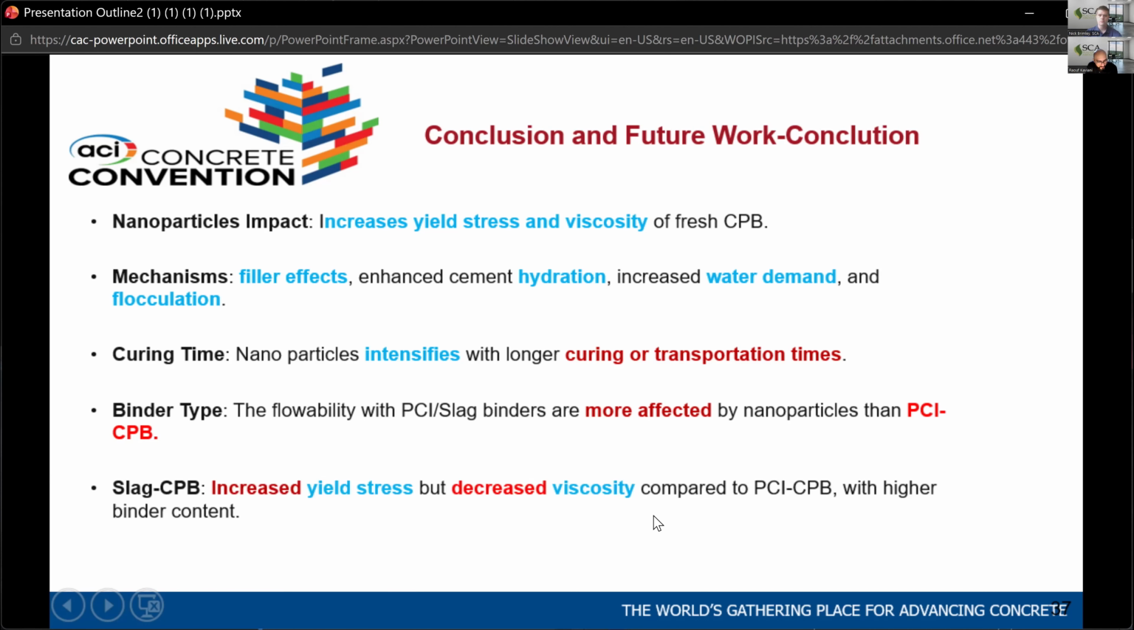The slag cement increases yield stress but decreases viscosity compared to Portland cement with higher binder content. And then superplasticizer improves the flowability, which is obvious. It's very interesting that slag increases the yield stress but decreases viscosity. It's very good when you add slag.